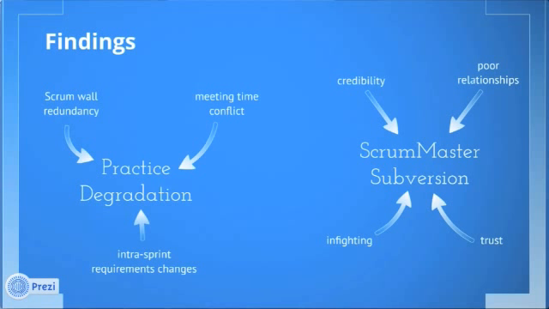So these are the two things that we found that were sort of associated with the failure of Scrum adoption in a distributed team. One is the subversion of the Scrum Master, which is not really related to the distributed aspect. And the other is the gradual degradation of the Scrum practices, which is related to the distributed aspect. Basically, the distribution of the team made it much more difficult to maintain the Scrum practices over time.